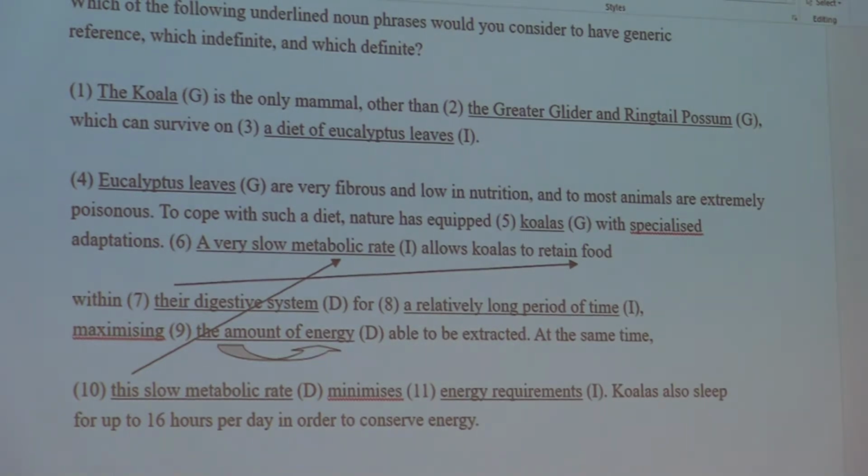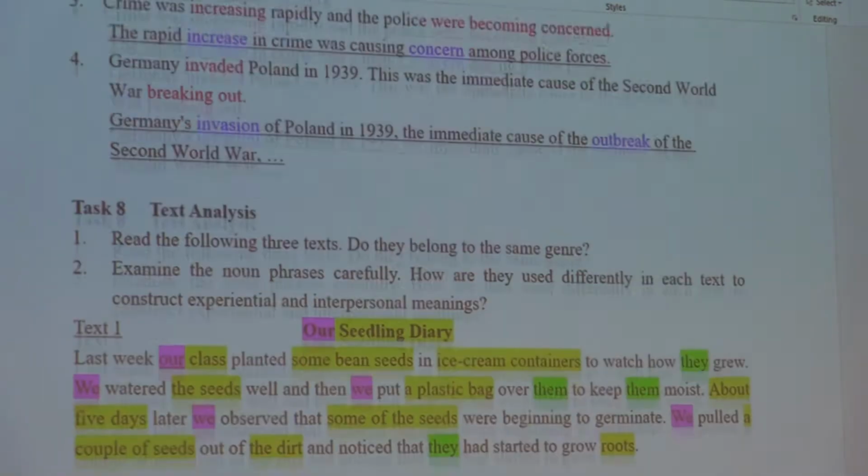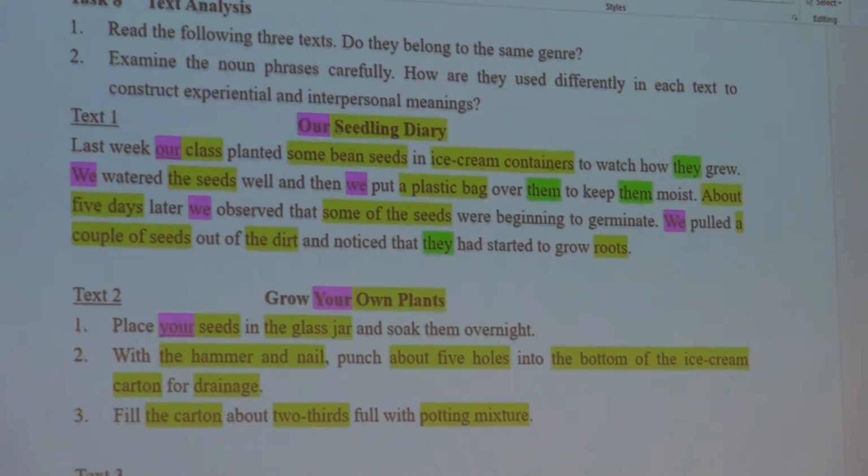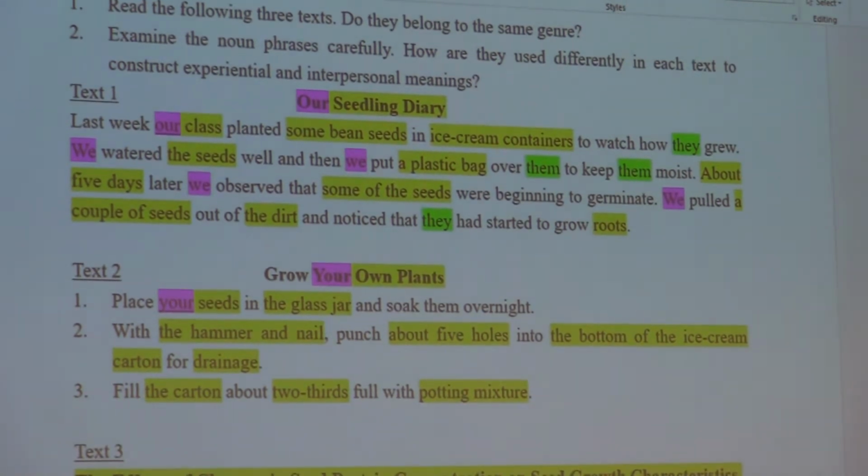Okay, then let's look at the last task. Comparing the three texts. Well, you have seen the answers already here. So I would like you to tell me the differences between them. What kind of text is the first one? Our seedling diary. It's a diary, about how we planted some bean seeds and then we saw them grow, right?